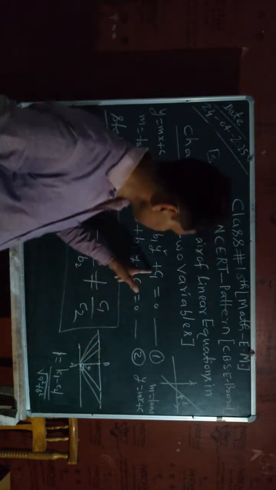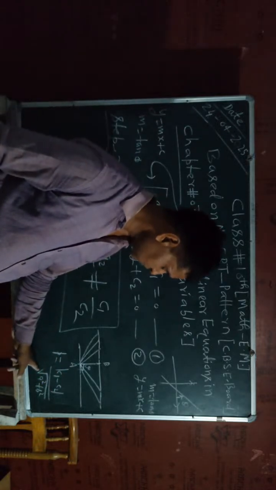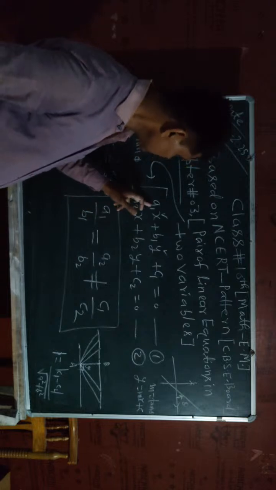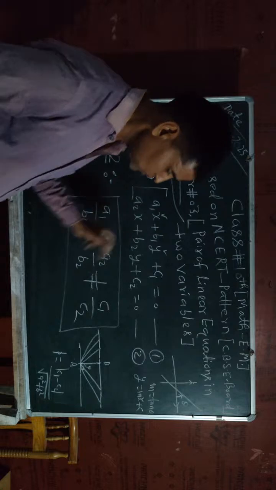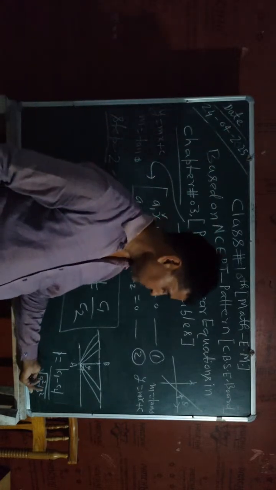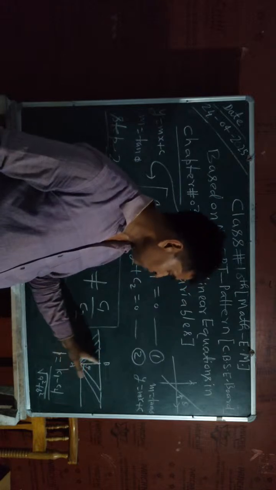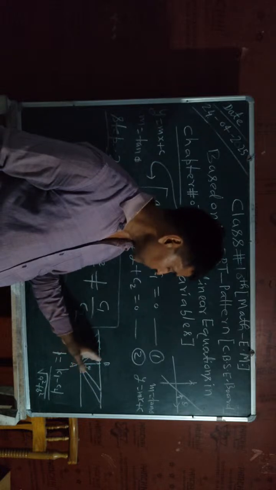So here C1 is available, C2 is available. I will take its magnitude and then divide by the square root of a square plus b square, because here a1 and a2 are equal, b1 and b2 are equal. So we will take the value of a square plus b square. So by using this formula, we will get the perpendicular distance between two parallel lines. So this is the formula for calculating the distance between two parallel lines.